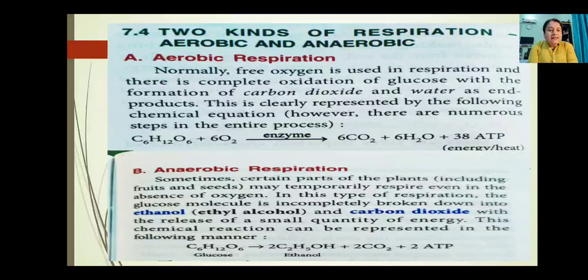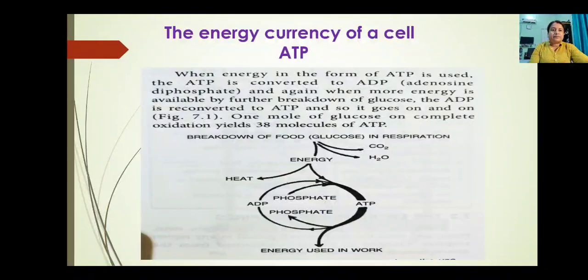You can see here, C6H12O6. Here it is not oxidizing, is it? It is not utilizing oxygen. So that glucose is incompletely being broken down and it gives the product like ethyl alcohol or ethanol. So what is the formula here? C2H5OH. Then it gives carbon dioxide and a little amount of energy, whereas in the previous form we saw that a large amount of energy is released. Okay, so these are the two kinds of respiration.